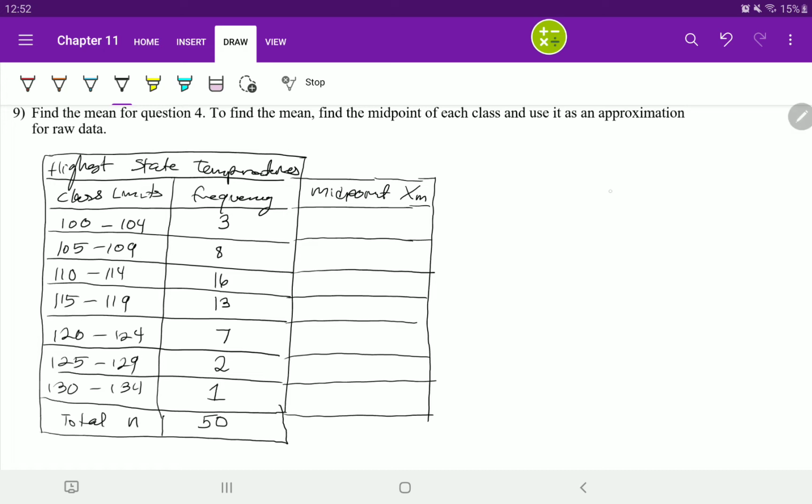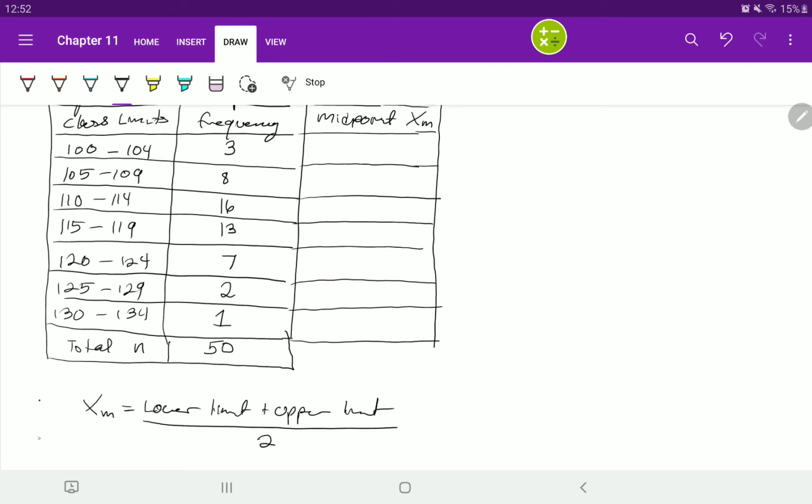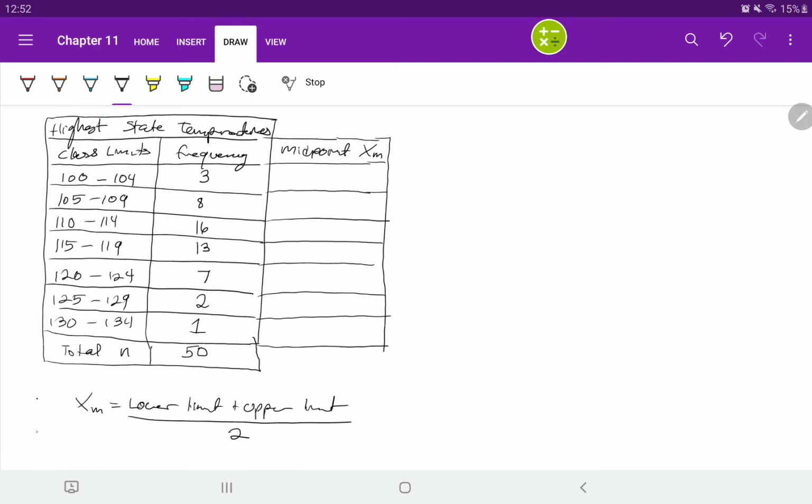To find the midpoint of a class, which I'm going to write the formula below, it is going to be the lower limit plus the upper limit divided by 2. So I want to find the first midpoint, x of m1. So that's going to be 100 plus 104 divided by 2. 100 plus 104 is 204. 204 divided by 2 is 102. And that's going to be the first midpoint.